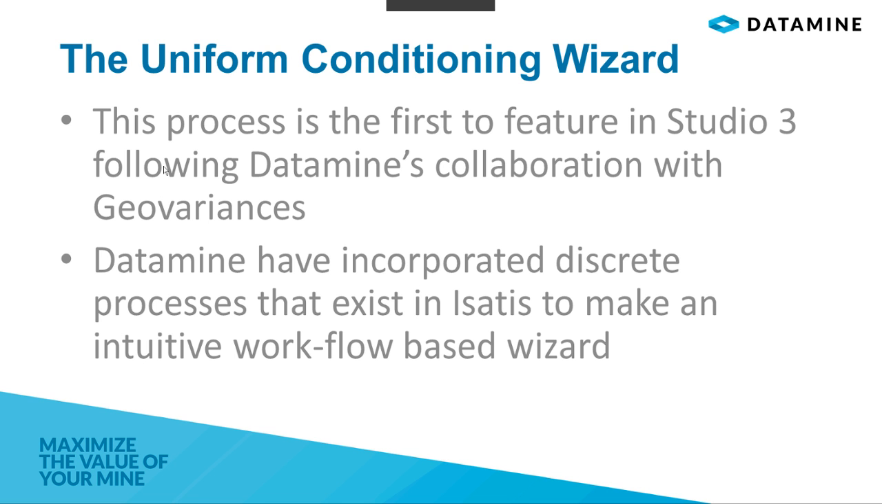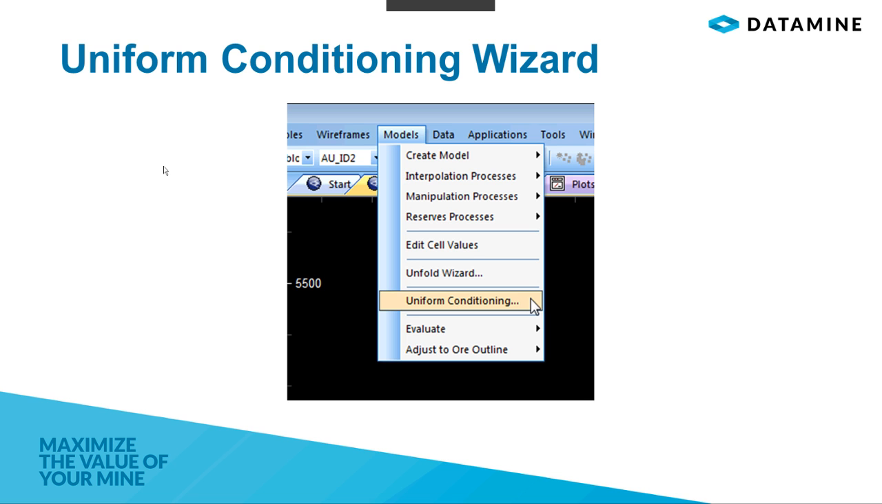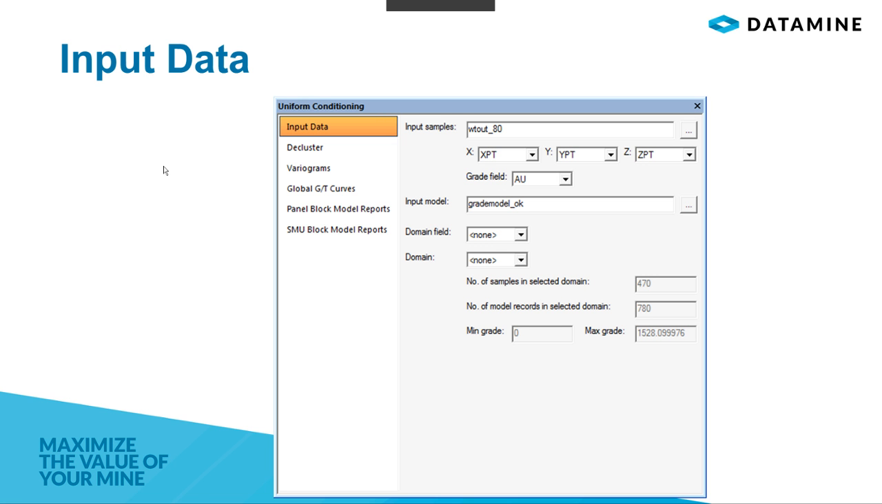We call it uniform conditioning and localized uniform conditioning, but of course there are processes that you need to run in the background as part of this study. Those discrete processes have been put in place to make it workflow based. In version 24, the new process can be found under Model, Uniform Conditioning, and that opens up this new dialog box.